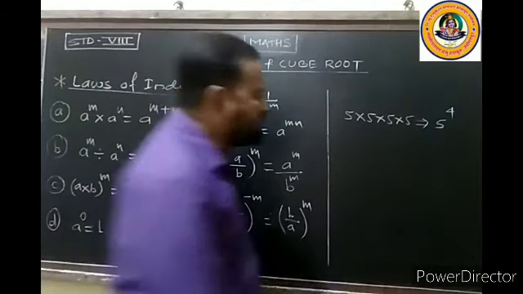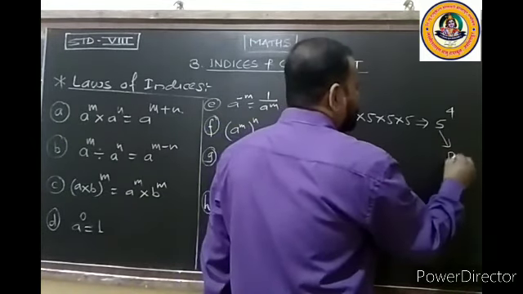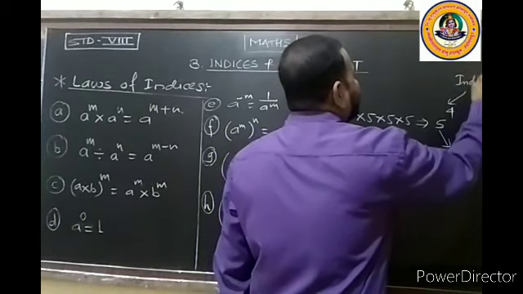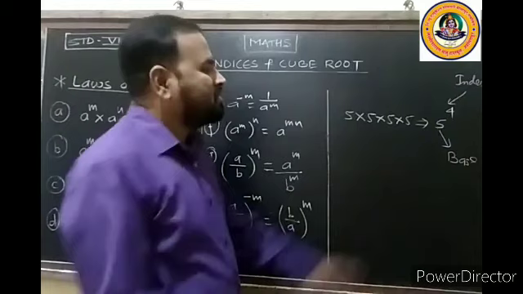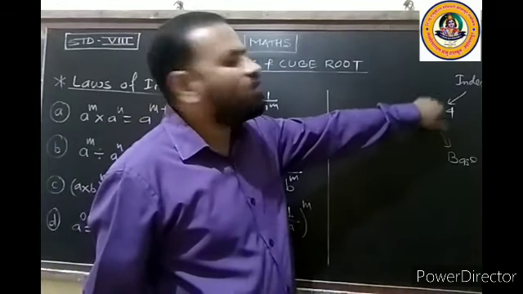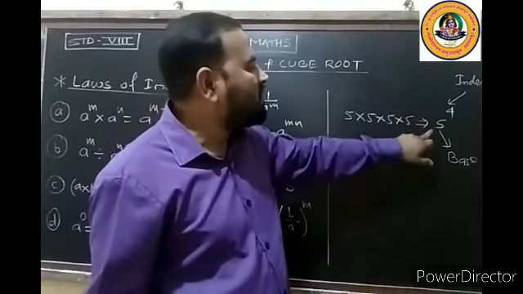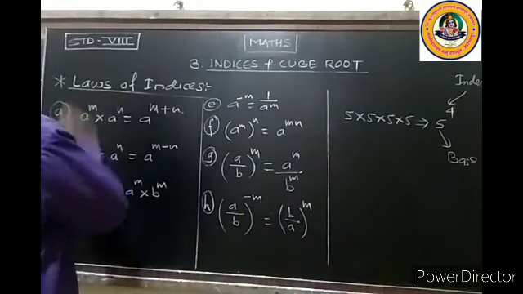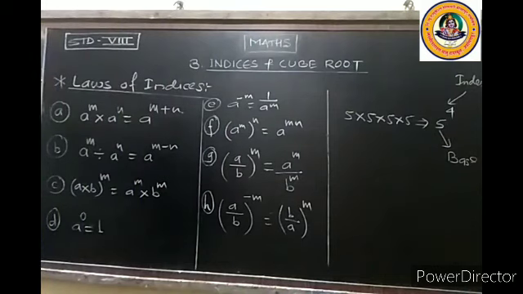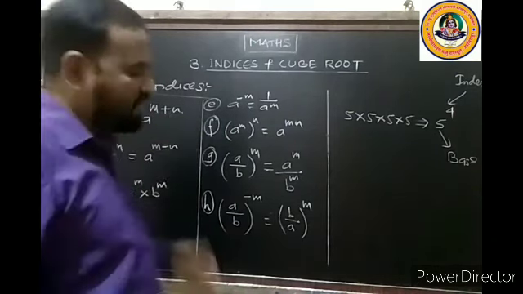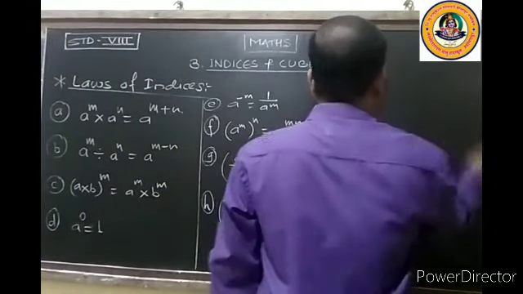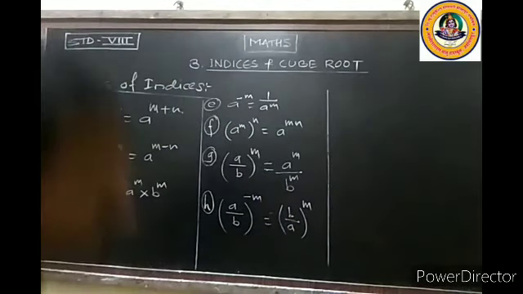Here 5 is called the base, and 4 is called the index, and we read it as 5 raised to power 4, or simply 5 raised to 4. We can also see the laws of indices. There are 8 laws, 1, 2, 3, 4, 5, 6, 7 and 8. We revise those laws and also see some examples.